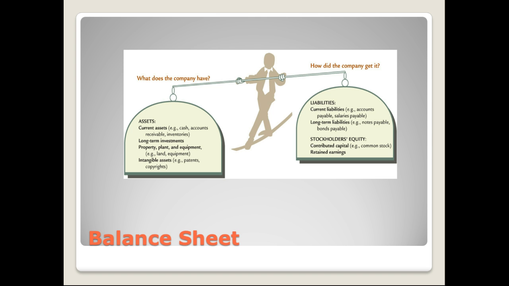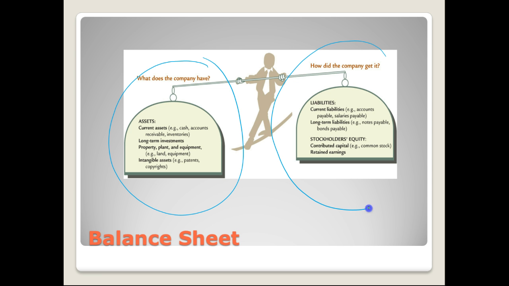Okay, we're going to be covering the 4 financial statements: balance sheet, income statement, statement of retained earnings, and the statement of cash flows. On the balance sheet, which is arguably one of the most important statements that we can look at because it is the source of the fundamental accounting equation, we find assets on one side. That's answering the question, what does the company have? And we have liabilities and stockholders' equity on the other side.